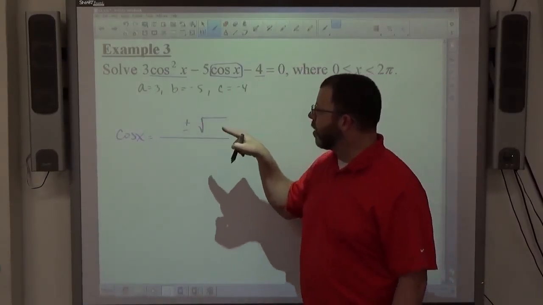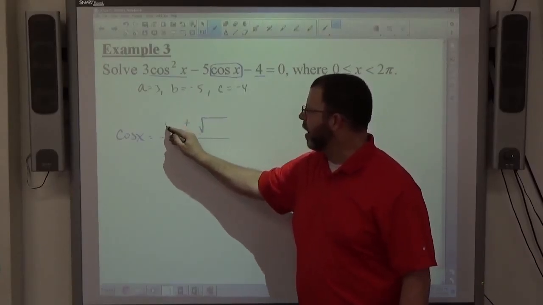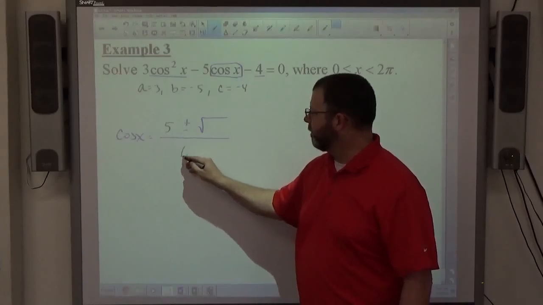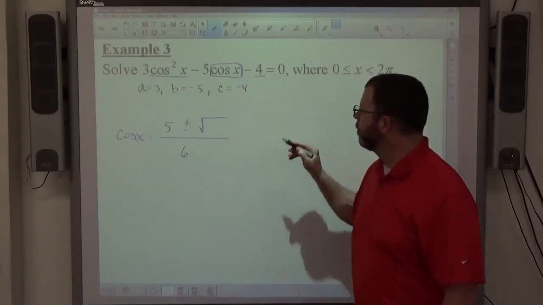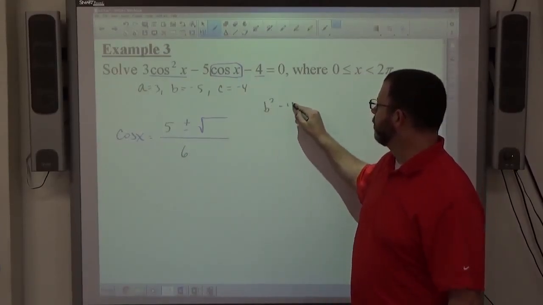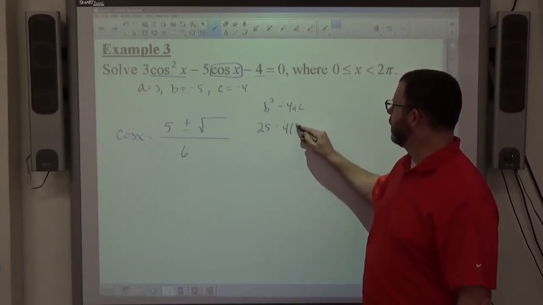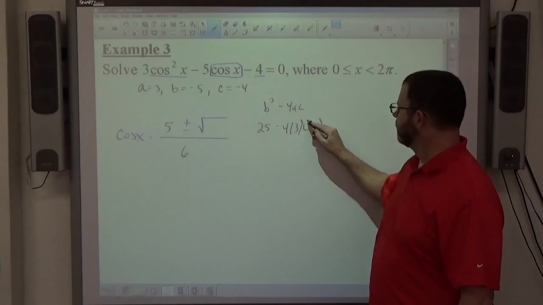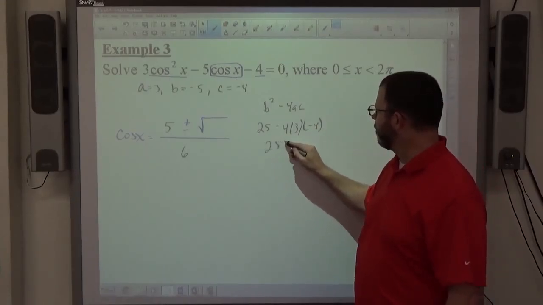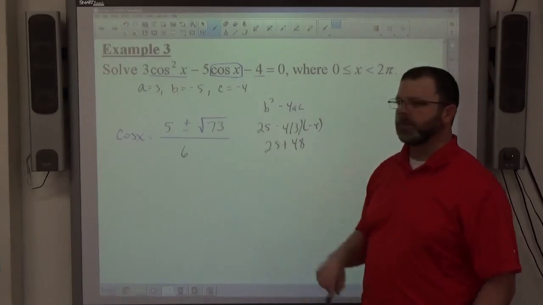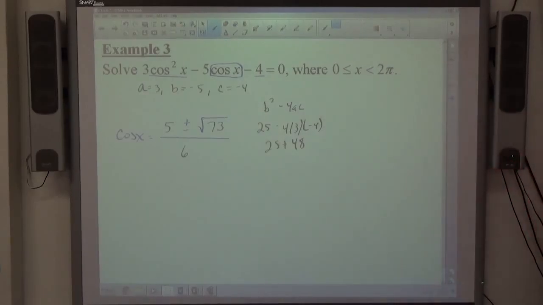The three pieces of the quadratic formula: piece 1 goes here, that's the opposite of b. Piece 2 goes down here, it's 2 times a. And piece 3 goes in the radical, which is b squared minus 4ac, which is going to be 25 minus 4 times 3 times negative 4. So it's going to be 25 plus 48, which is 73. Not too much difficulty, we can find that out pretty easily.